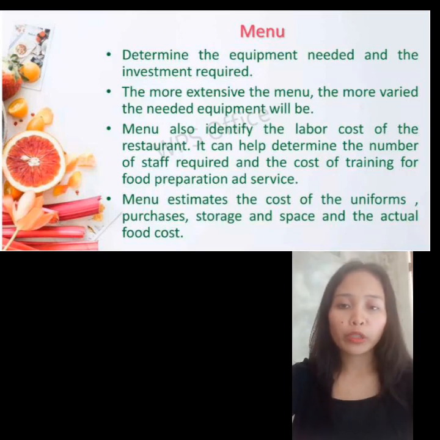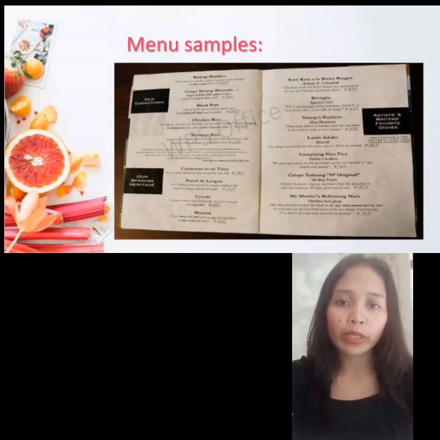So, overall explanation of the menu: to ensure the success of a restaurant, there are several basic planning documents that should be considered. These documents help in defining the offerings, pricing, theme, equipment needs, labor costs, and overall financial estimates. So, here are the key planning documents for a successful restaurant.